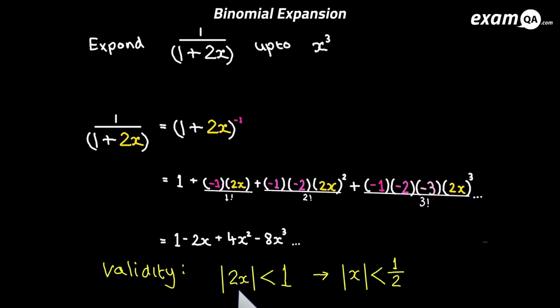So the 2x we have inside the brackets, the modulus of that 2x has to be less than 1. Saying the modulus has to be less than 1, all that means is it has to be between -1 and +1. And we can divide both sides by 2, and we get the modulus of x has to be less than a half. Again, that means that x must be between a half and minus a half. So when they do ask that validity, it's an easy 1 mark.